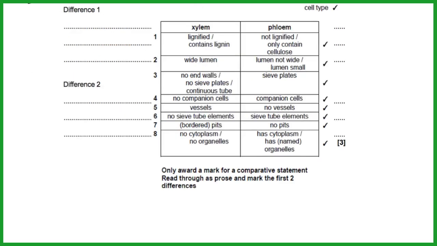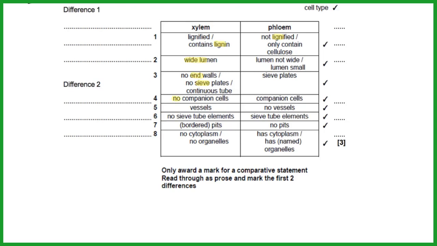Now, differences must be a comparative statement. So you must say something like, xylem contains lignin, whereas phloem does not contain lignin. You can say xylem has a wide lumen, however, the phloem lumen is narrower. The lumen is the size of the hole in the tube. Xylem has no end walls because it has no sieve plates. However, the phloem has sieve plates, which are end walls with small holes in them to allow the cytoplasm to spread through to the next phloem sieve tube element.